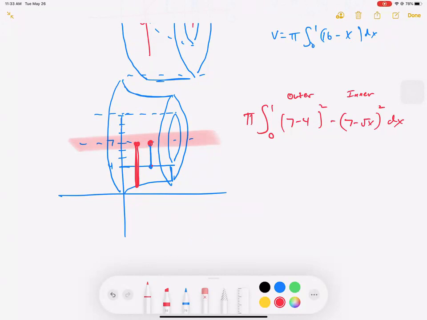That's how to do volumes, whether we're doing washers or discs. There is another method called shell method, and we'll go over it, if not, I'll make a video based on that. But this is pretty much the setup.